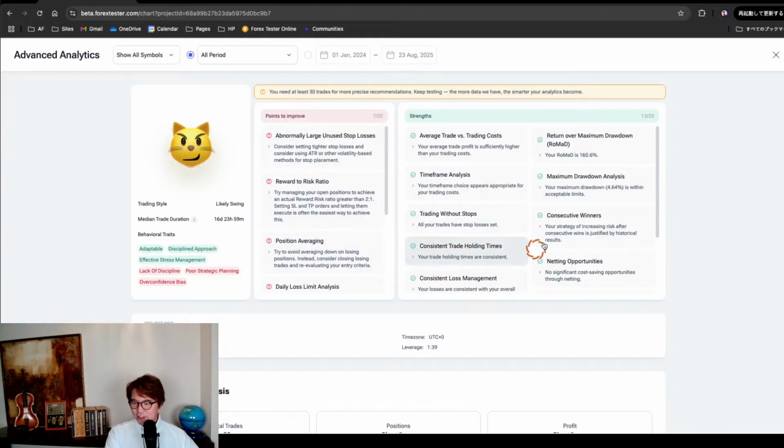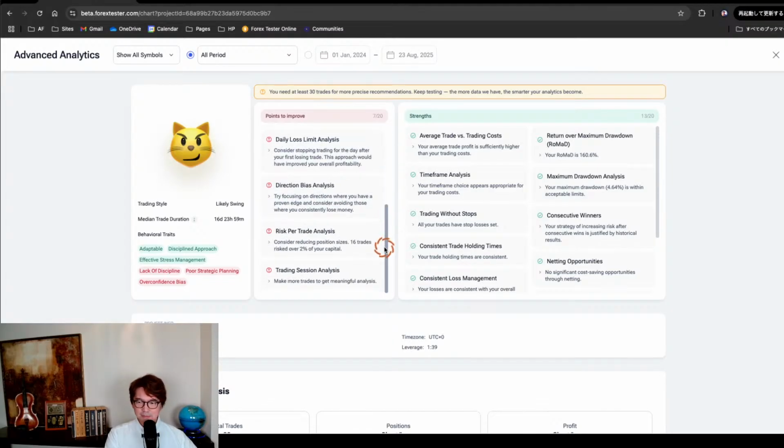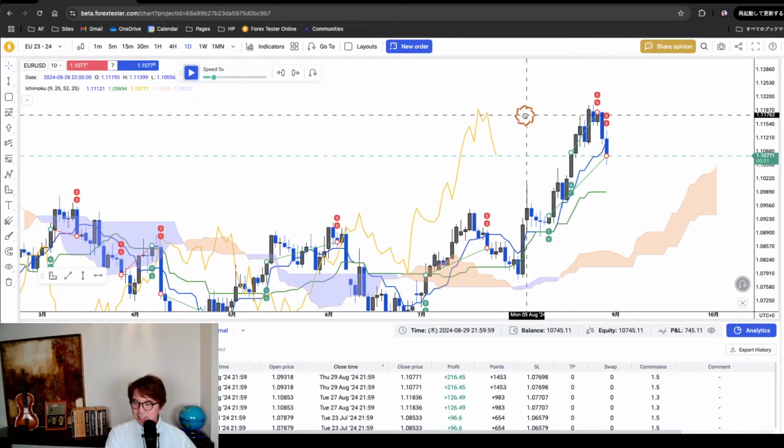So like this, you get the comments, points to improve and the strengths, and sometimes you can really learn a lot from these comments. So along the way, you trade, you practice, but not only see the stats in numbers, but comments like this in Forex Tester Online. I think it's a great feature. So now let's go back. Let me get back to the chart.